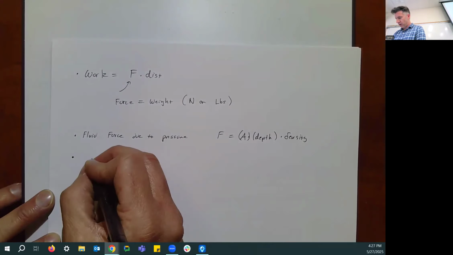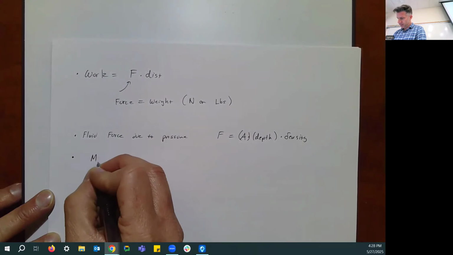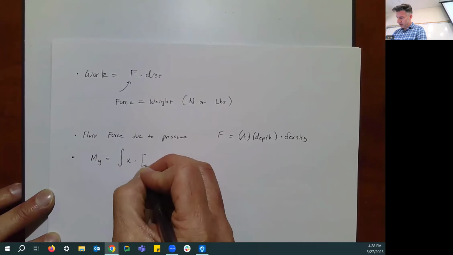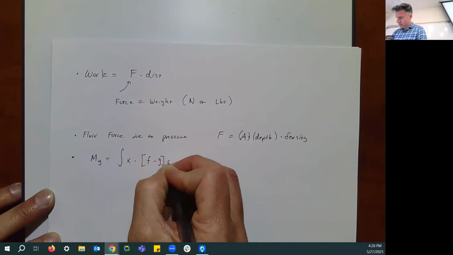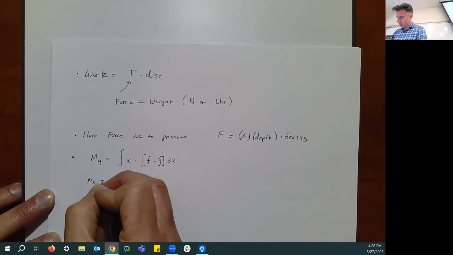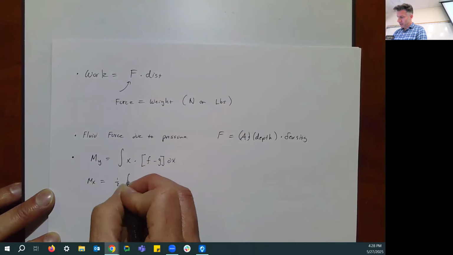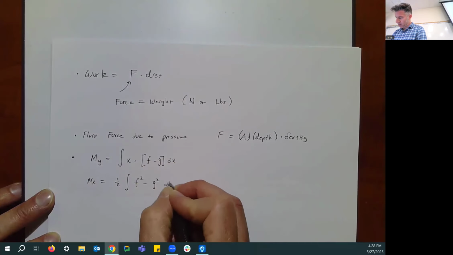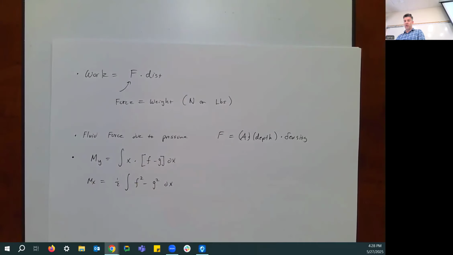Yes, the formulas for the moments: My being the integral of x times your top function minus your bottom function, and Mx being the unfortunate 1/2 times the integral of your top function squared minus your bottom function squared. You are squaring before you're subtracting.